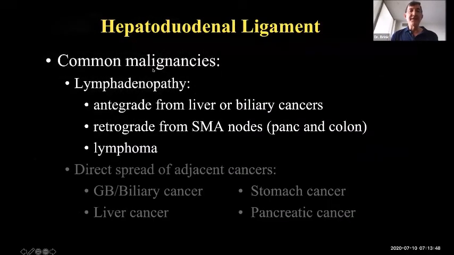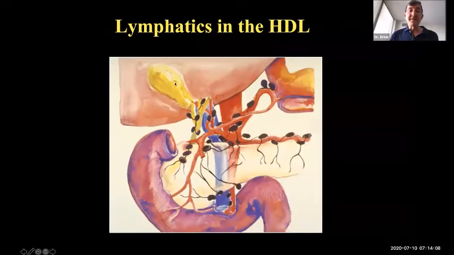And so again, common malignancies in the hepatoduodenal ligament include lymphadenopathy occurring from antegrade spread down from liver or biliary cancers, or retrograde from disease in nodes around the SMA, as can occur typically in colon and pancreas cancer. And of course, lymphoma can occur here as well as elsewhere. This diagram nicely shows us the lymphatics of the hepatoduodenal ligament interconnecting with lymphatics around the celiac axis and SMA, as well as around the pancreas. And you can see again, disease can spread either antegrade down along the flow of lymphatic fluid from the liver and biliary tree, or retrograde up those lymphatics in the opposite direction.